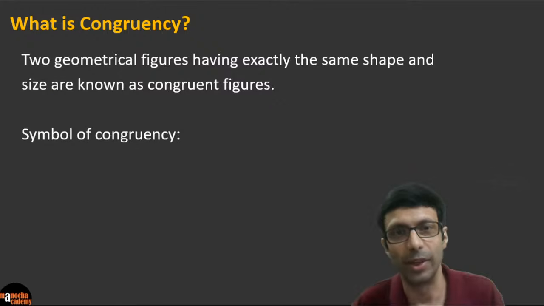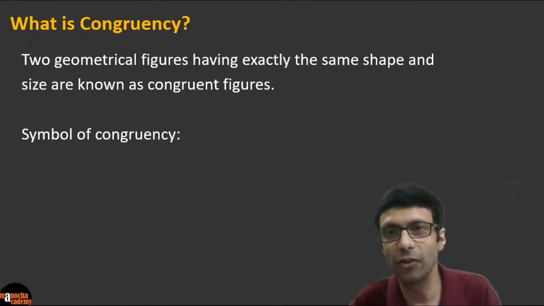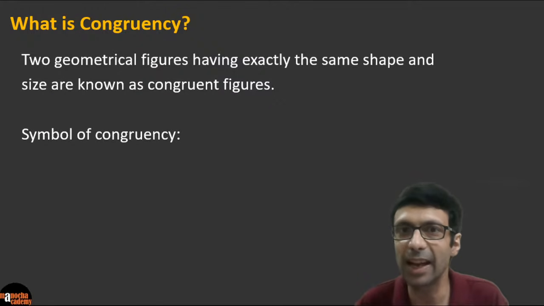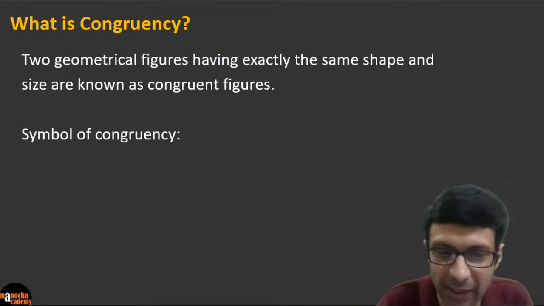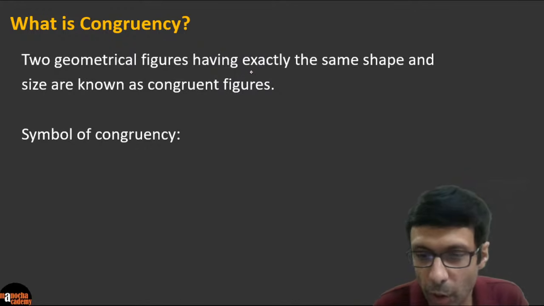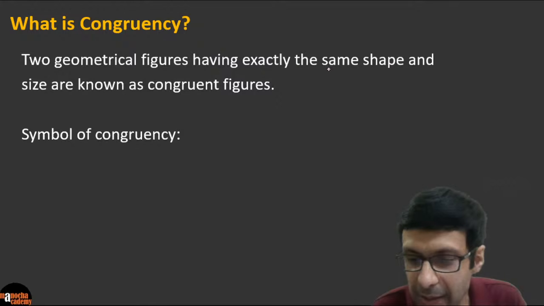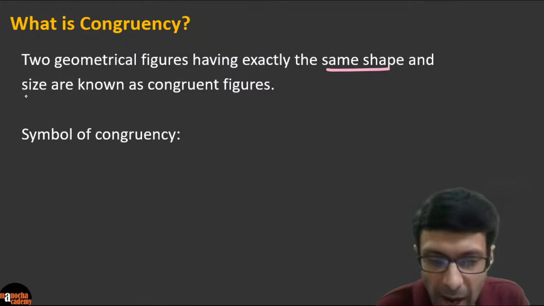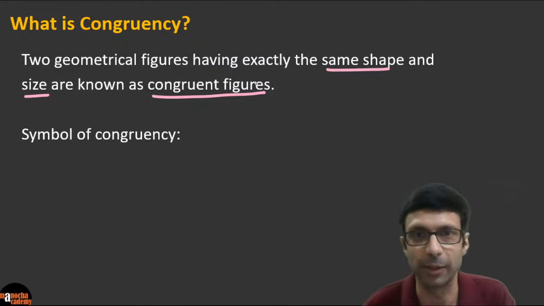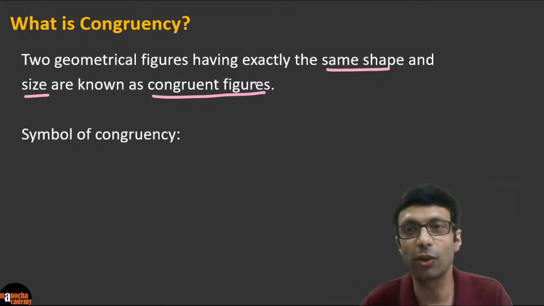So what is congruency? Two geometrical figures having exactly the same shape and size, right guys? So two geometrical figures that have exactly the same shape and size, they are known as congruent figures. So these are called congruent figures, and this is the definition.